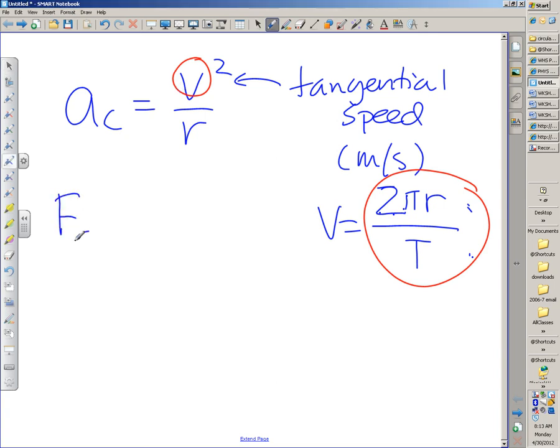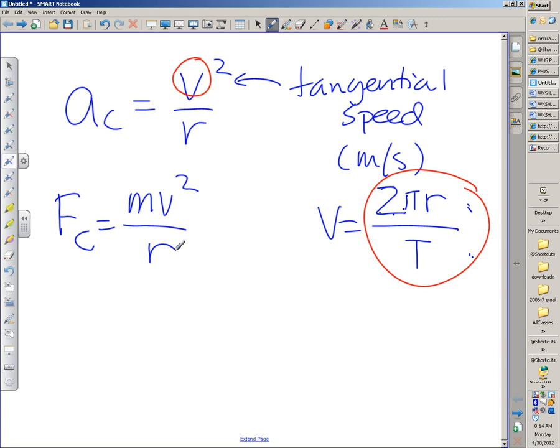The centripetal acceleration needs to be caused by something. That something being the centripetal force, F of c. In order to calculate the centripetal force, we need to know 3 things. We need to know the mass of the object that's moving around in a circle. We need to know the tangential speed, and then we need to know the radius of the turn that we're going around.